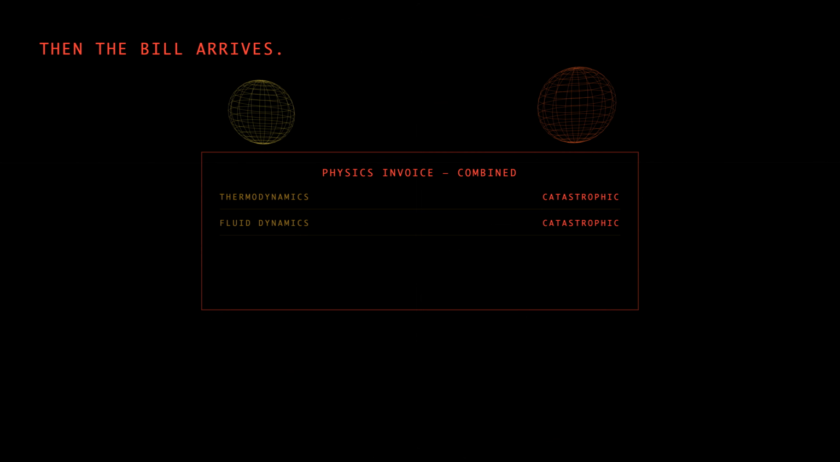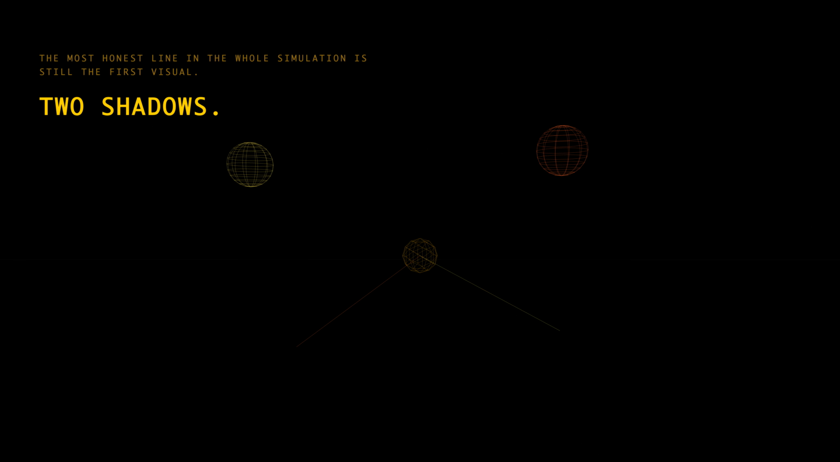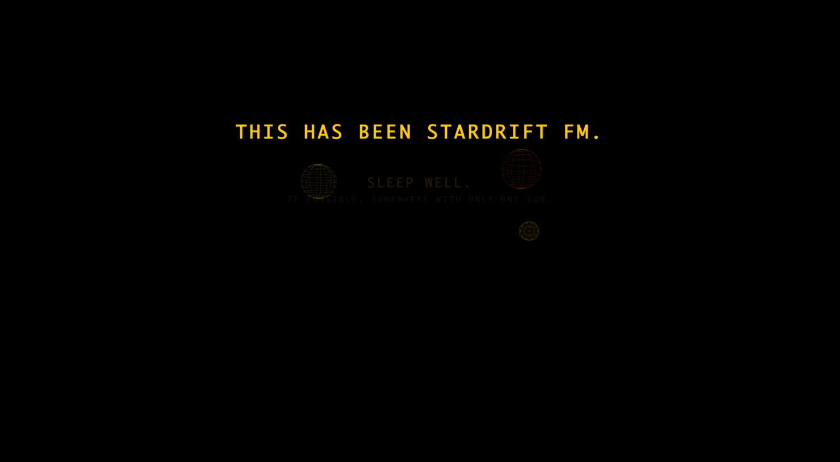Humans are very good at adapting. We adapted to ice ages, droughts, volcanoes, and impacts. But adaptation requires time. This scenario removes time first. The most honest line in the whole simulation is still the first visual. 2 shadows. They look beautiful. They are also the warning label.